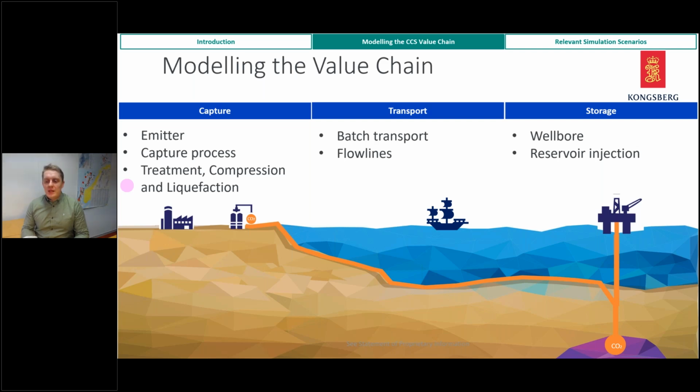it can be made more or less approximative in certain areas, such that you can gain the insight that you need. And that's the important part here, to utilize these modeling tools to your advantage. When we get to the transport part, of course, you have batch transports in ships and flow lines, or continuous transport in flow lines. And for the storage, reservoir injection and wellbore simulations is something that's essential to look into to make sure that we have optimal energy use in our injection plant.